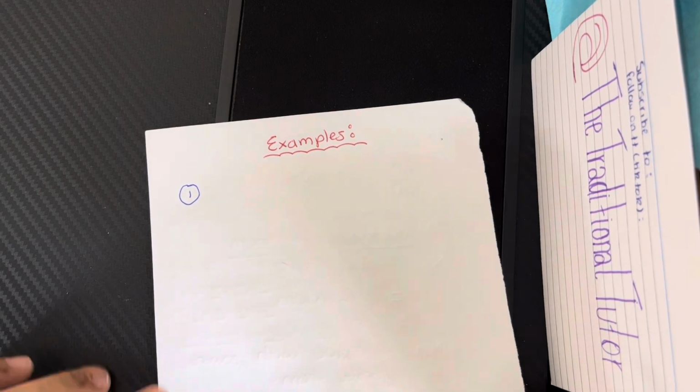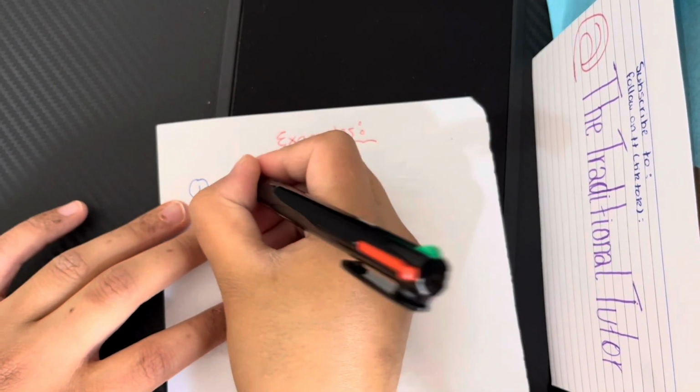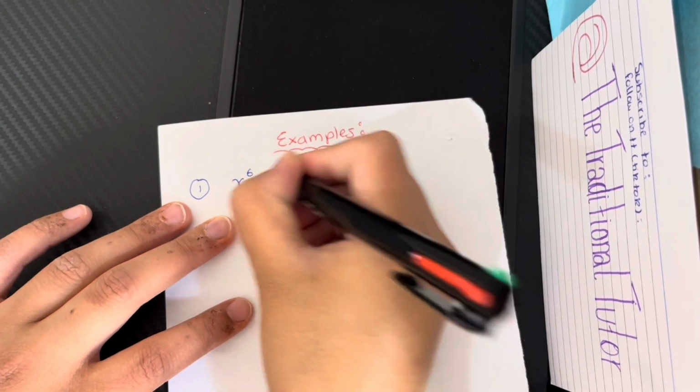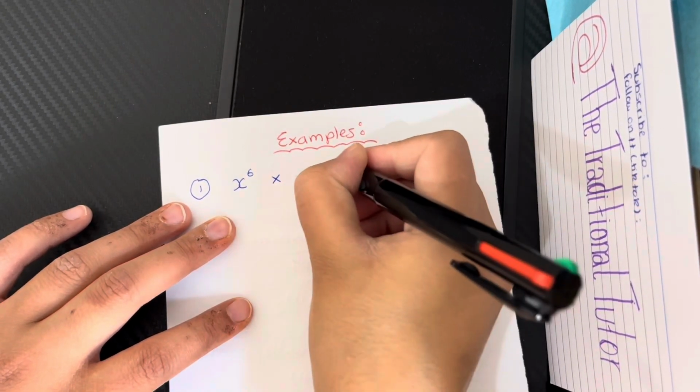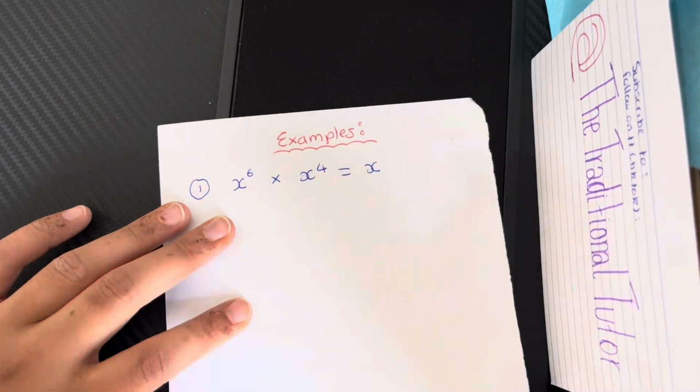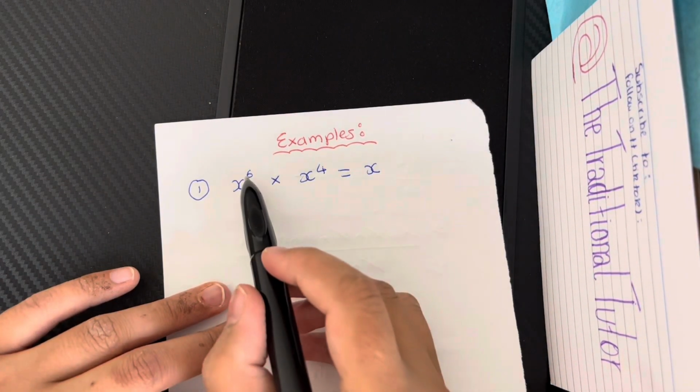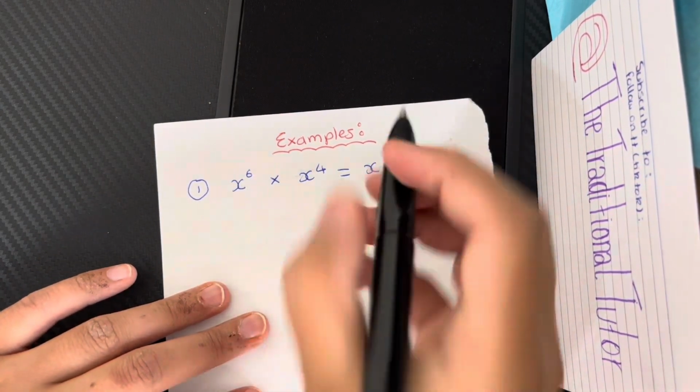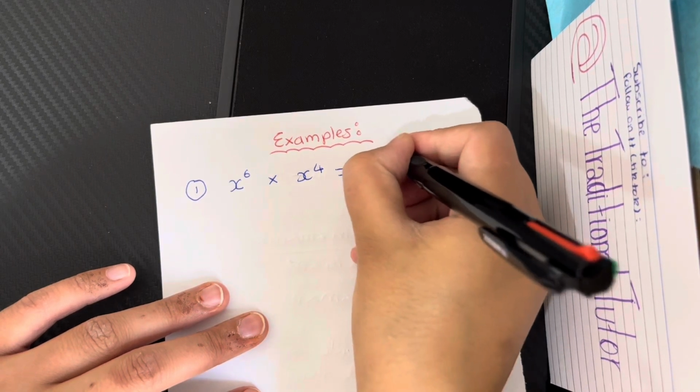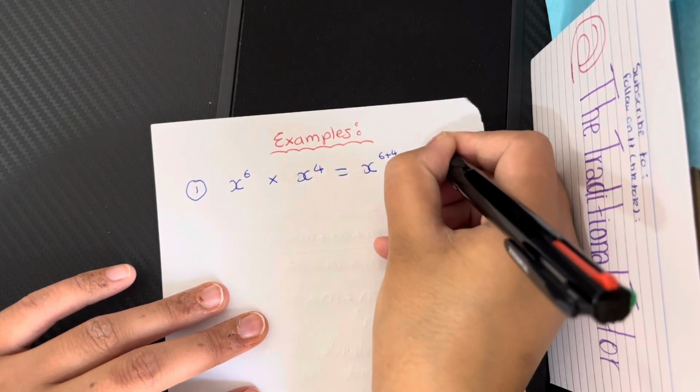So we'll take a look at some examples now and actually apply all the rules that we've just studied. So the first example will be x to the power of 6 times by x to the power of 4, which again, using our laws of multiplication, we know we can just add our powers. 6 plus 4 gives us x to the power of 10.